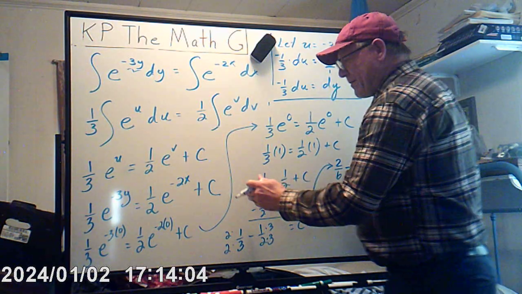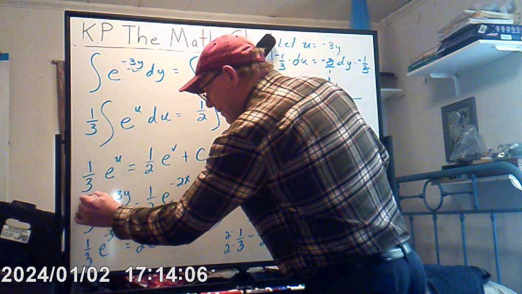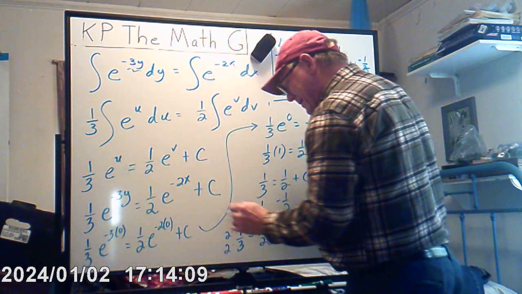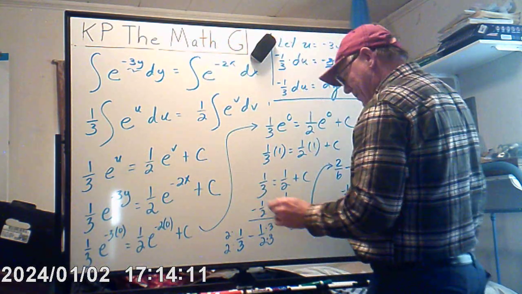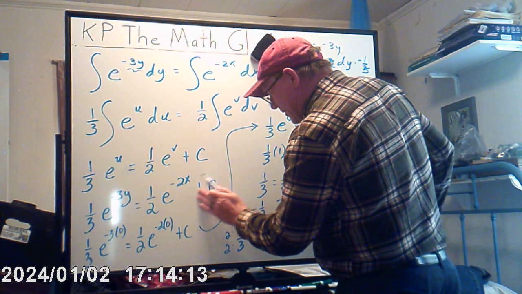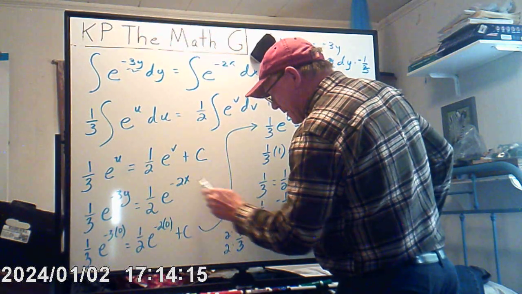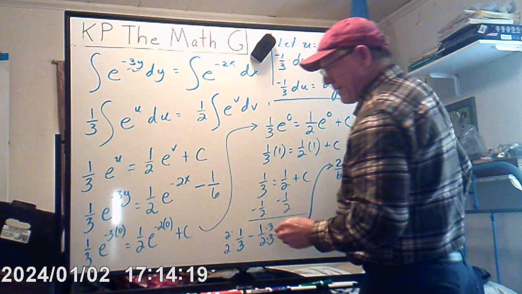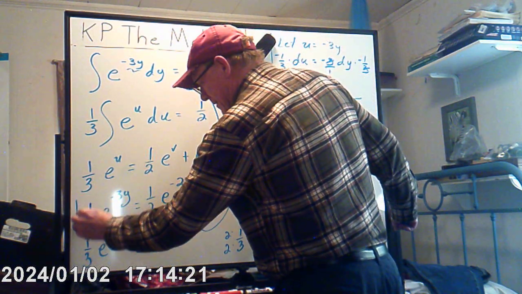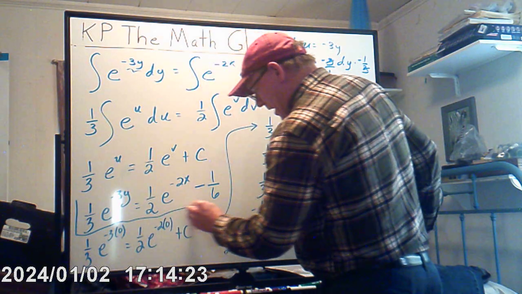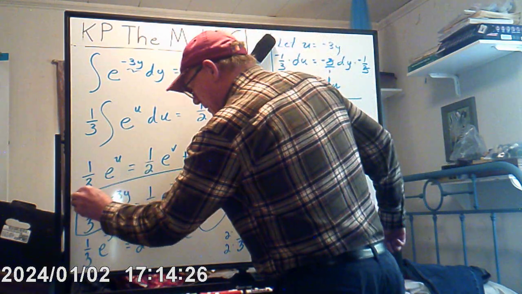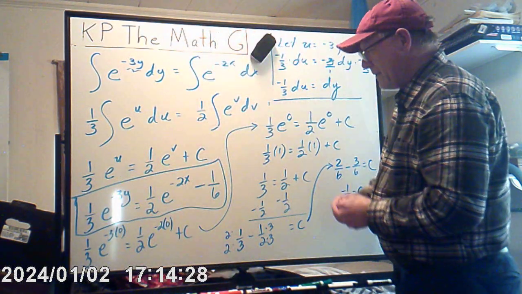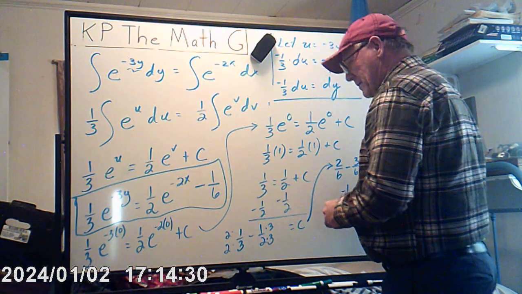Go back to your original problem. Right here, you can leave it like this. c is negative 1/6, so I'm going to erase the plus c here, and we'll make it a minus 1/6. Voila. Well, okay.